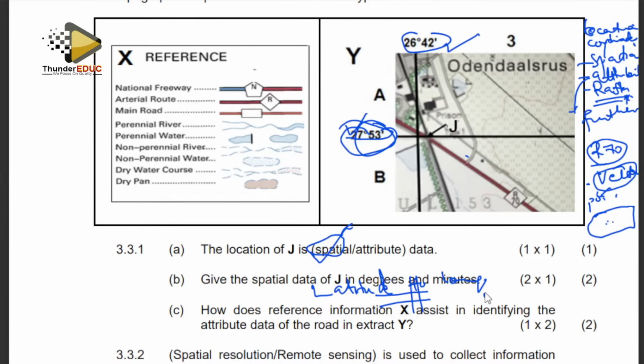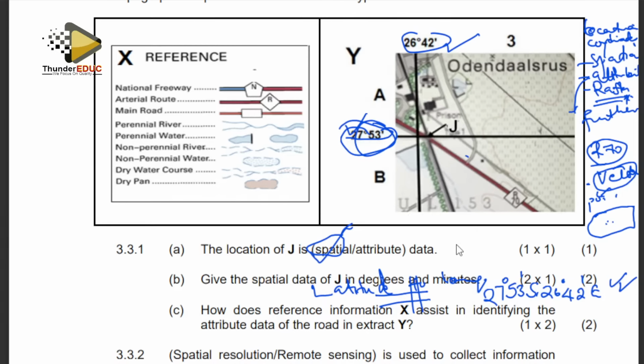So what do we write? We write 27 degrees, 53 minutes, right? And then we go on. But remember, that one is the latitude, so we have to put S there. Then we go on. The next one is what? 26 degrees. How many minutes? 42 minutes. This is E, and those are 2 marks. Okay, so you see how easy geography is. For the love of geography, please make sure you understand these things.